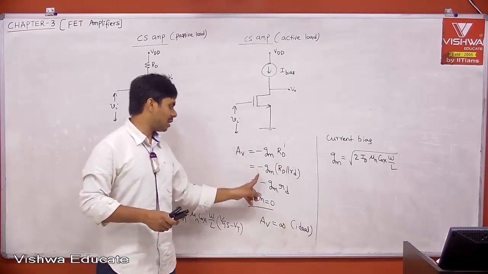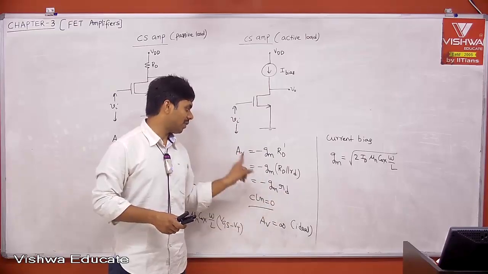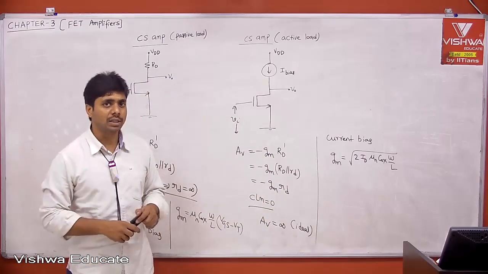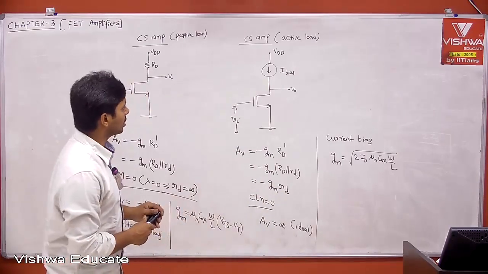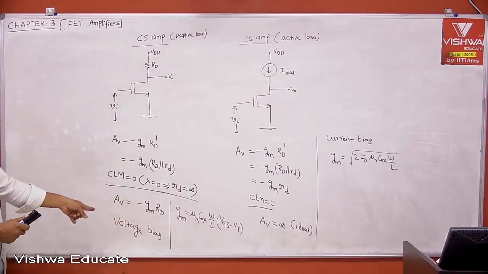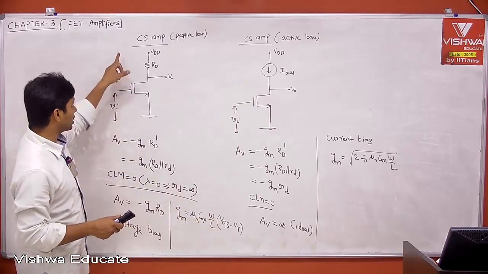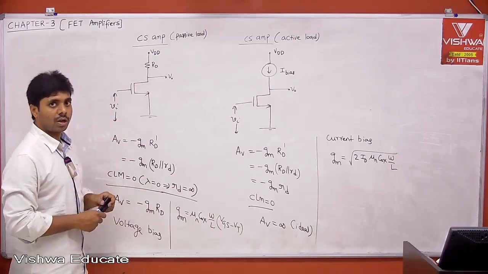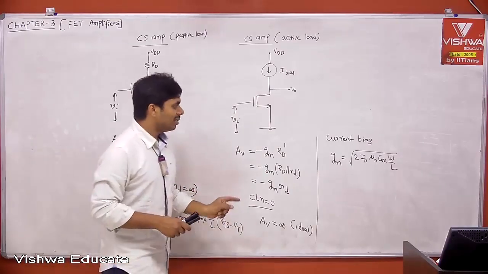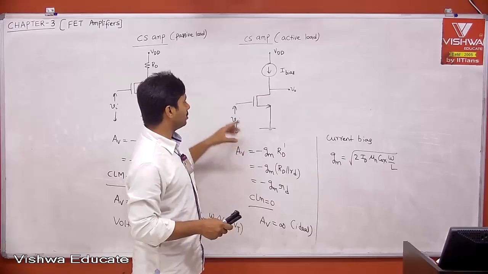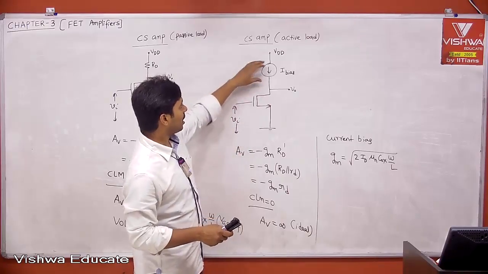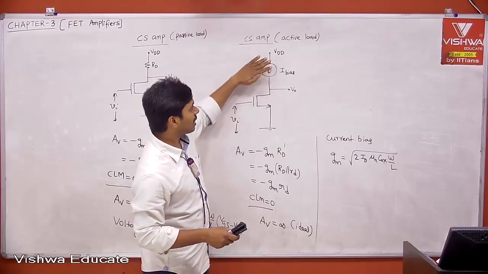But practically channel length modulation is there. Therefore, practically it is defined with minus GM into RD. Hope this is clear. Therefore, this is voltage bias, because your GM is defined with capital VGS. This is not shown, actually R1, R2. Similarly here, let us say R1, R2, I am giving different VGS. Then different, but this is fixed with current source.